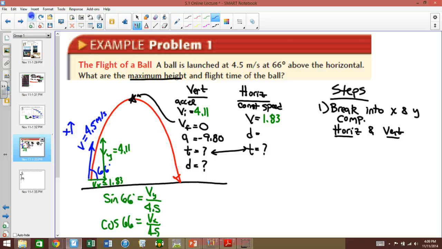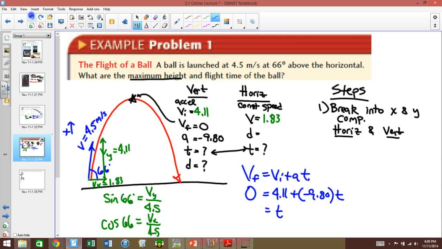I can solve it for t. I can also solve it for d. So let's use the equation that doesn't have the letter d in it. Vf equals Vi plus AT. That's the one I want to use. Final velocity, 0. Initial velocity, 4.11 plus negative 9.80 times the time. So 4.11 divided by 9.8, you get 0.42.